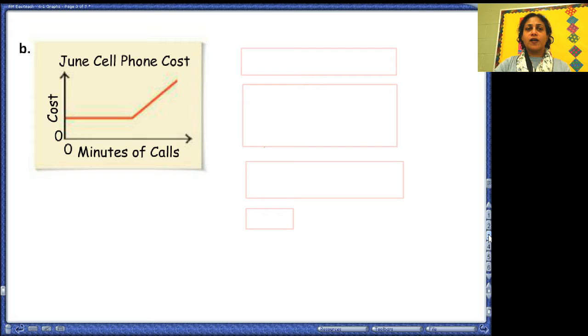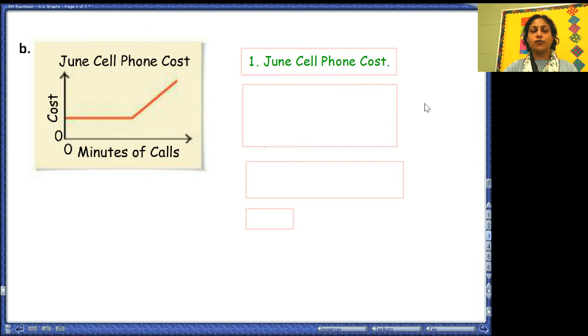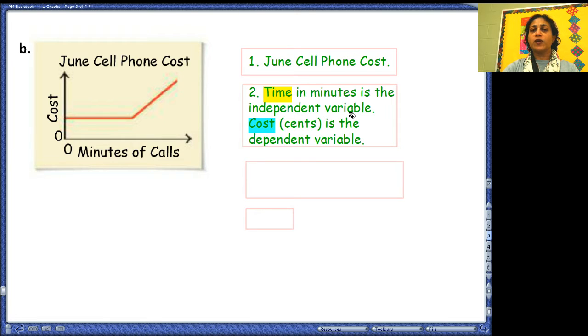So here's another graph, and see if you can figure out the 1, 2, 3 parts of this. So I'm going to identify the answers. This graph is about June's cell phone cost, and the independent variable here is time in minutes, and the cost is the dependent variable, and obviously it is in cents.